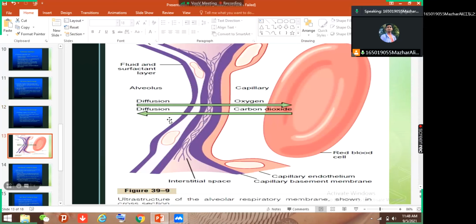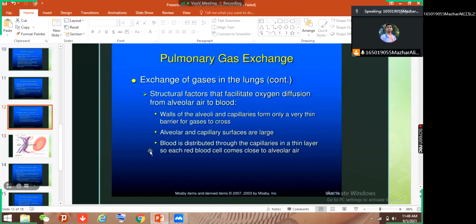This is a very thin layer. From this is how the gas exchange takes place. And the alveolar and capillary surface areas are larger. When larger, diffusion easily happens, and blood is distributed through the capillary, the thin layer, and each red blood cell comes close to the air.